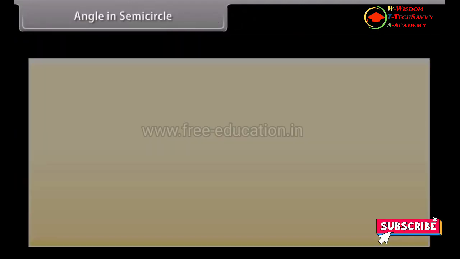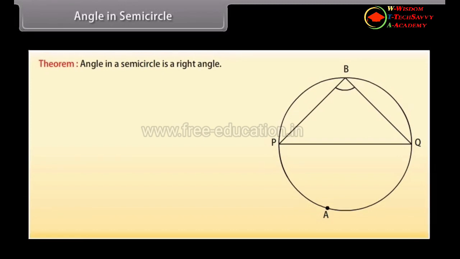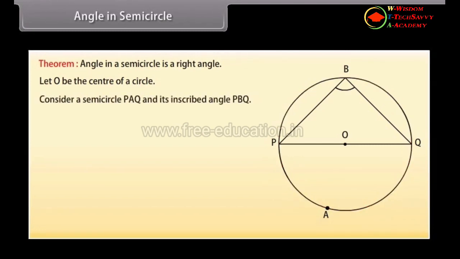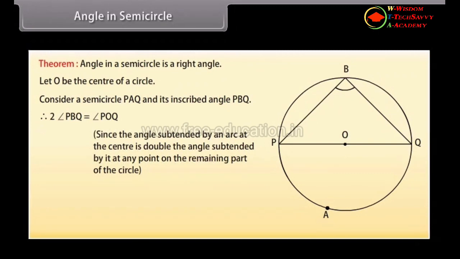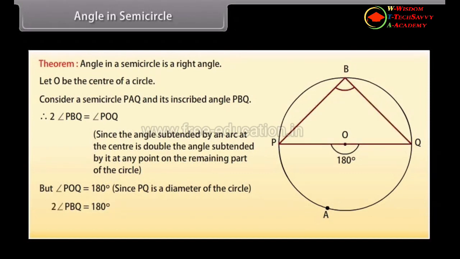Angle in a semicircle. Theorem: angle in a semicircle is a right angle. Let O be the center of a circle. Consider a semicircle PAQ and its inscribed angle PBQ. Therefore, 2 angle PBQ is equal to angle POQ, because we know that the angle subtended by an arc at the center is double the angle subtended by it at any point on the remaining part of the circle. But angle POQ is 180 degrees because PQ is the diameter of the circle. So 2 angle PBQ is equal to 180 degrees. Therefore, angle PBQ is 90 degrees.